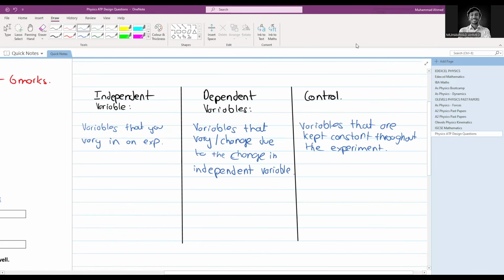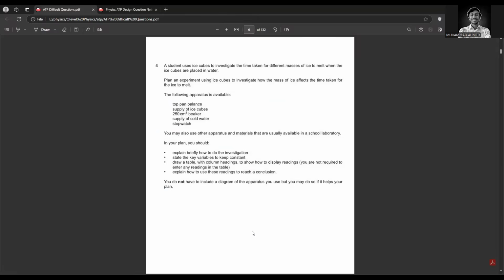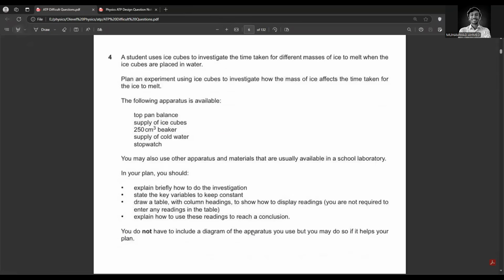Let me take you to the PDF for the example question. Yeah, let's read out this question. A student uses ice cubes to investigate the time taken for different masses of ice cube to melt when the ice cubes are placed in water. Plan an experiment using ice cubes to investigate how the mass of ice affects the time taken for the ice to melt.